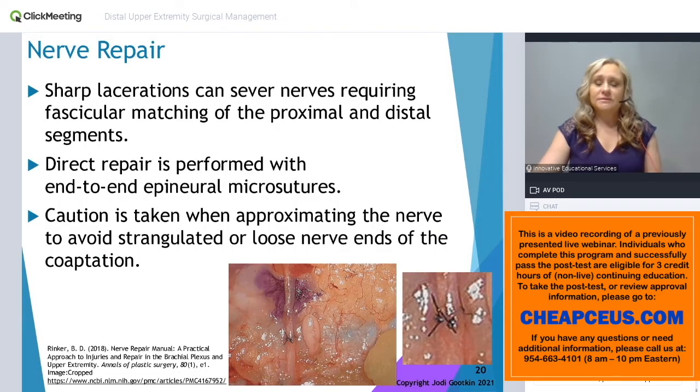So nerve repairs may be required for patients who have lacerations. When the physician looks at connecting that nerve back together, there are a lot of considerations that he has to account for. One is that there has to be enough length within the nerve to coapt those two ends back together without too much tension, where it may separate back out.